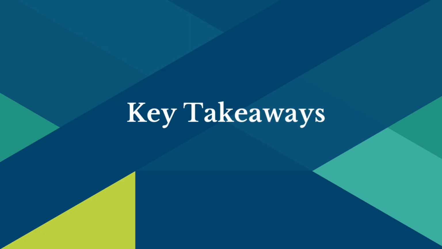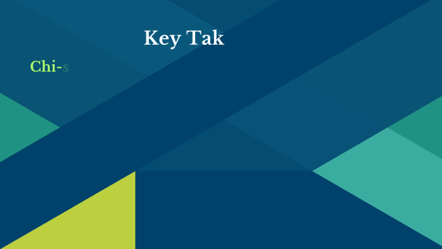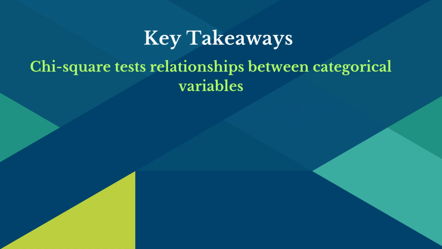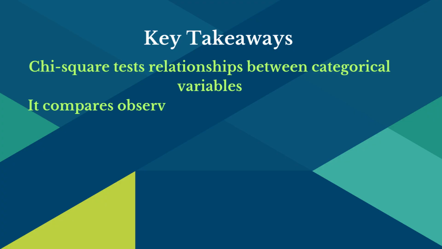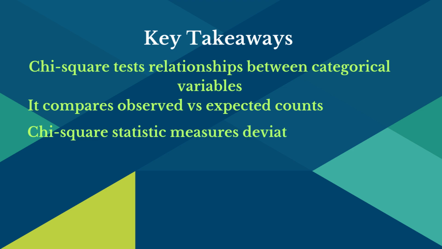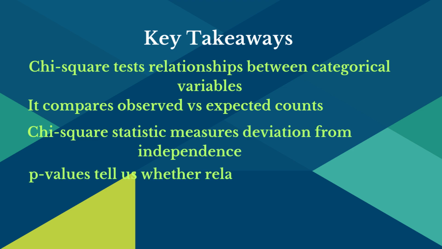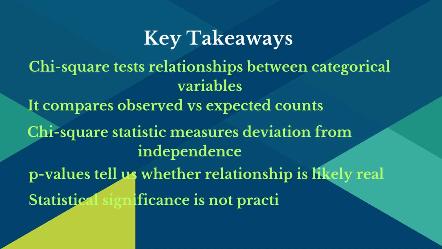Now, before wrapping everything up, let's step back and bring everything together. Chi-square tests the relationship between categorical variables. It compares observed versus expected counts. The chi-square statistic measures deviation from independence. P-values tell us whether the relationship is likely real. Statistical significance is not practical importance.